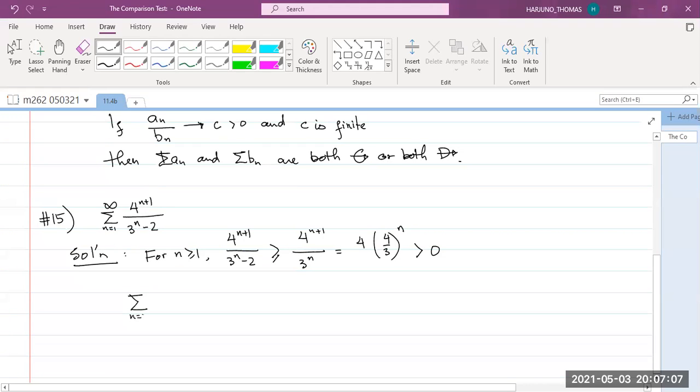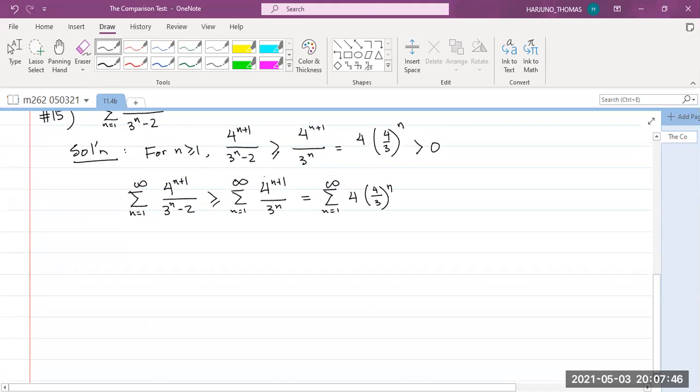So the series from 1 to infinity of 4 to the n plus 1 over 3 to the n minus 2 will be greater or equal to the series of 4 to the n plus 1 over 3 to the n, which is equal to the series of 4 times 4 over 3 to the n, right? Now, what can you tell about the series on the right-hand side?